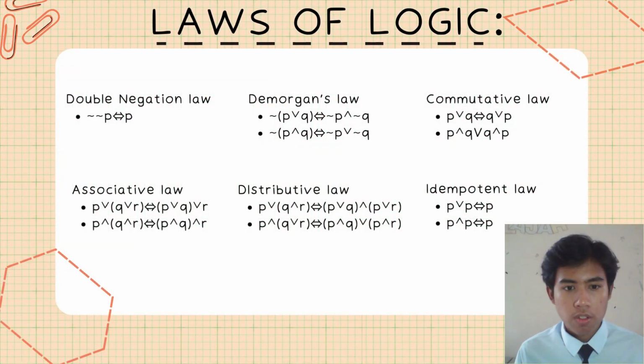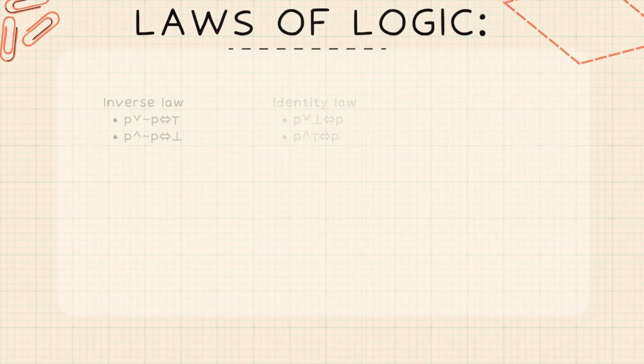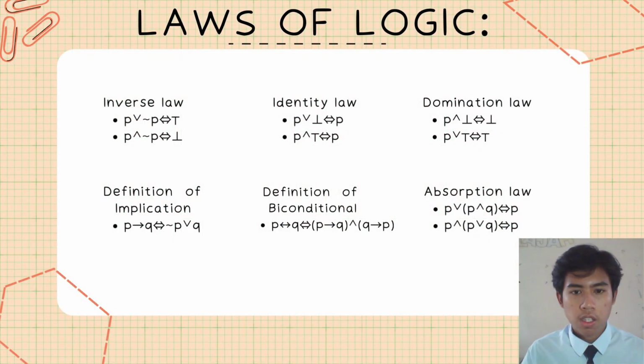Next, laws of logic. In this subtopic, we have 12 laws, and the laws are double negation law, De Morgan's law, commutative law, associative law, distributive law, and the idempotent law. And we continue with the next slide. Then, inverse law, identity law, domination law, definition of implication, definition of biconditional, and the last law is absorption law.